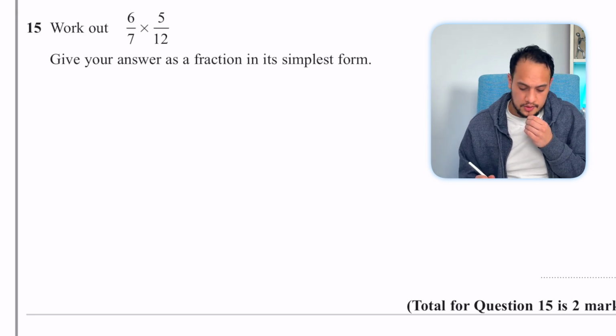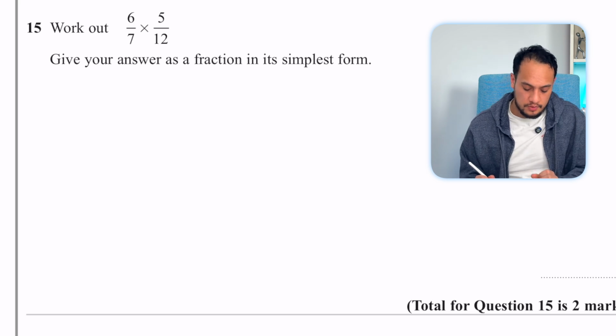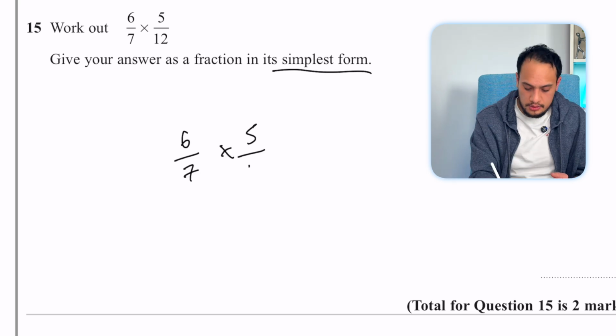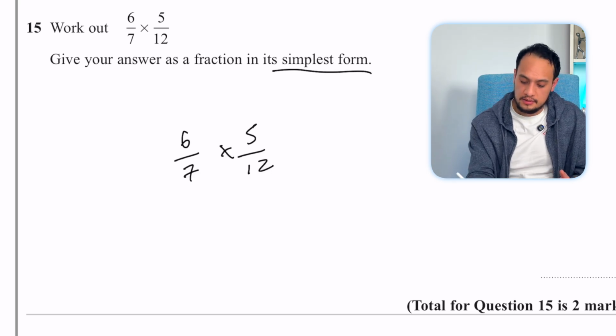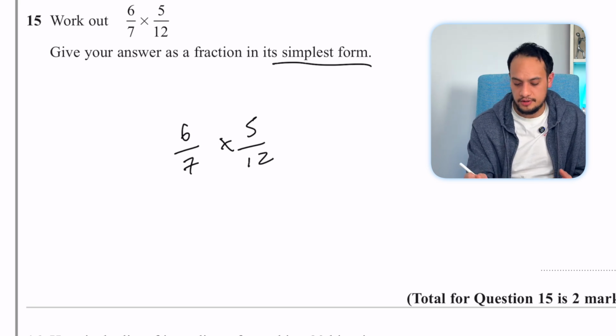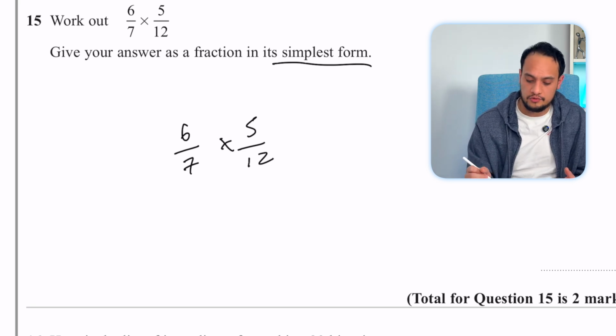So work out 6 over 7 times 5 over 12. Here, and it says give your answer as a fraction in its simplest form, so we might have to cancel down at the end. I'm just going to write that out. I can do some cross cancelling here. I can't cancel down the fractions because 6 and 7 share no common factors, and 5 and 12 don't share any common factors apart from 1. So I can't cancel down the fractions, but I can cross cancel.